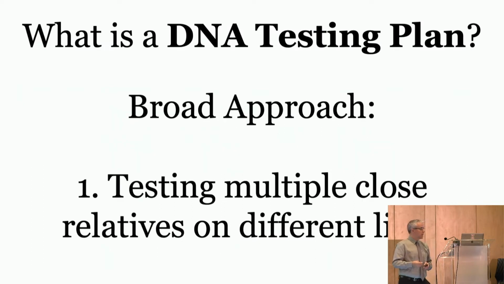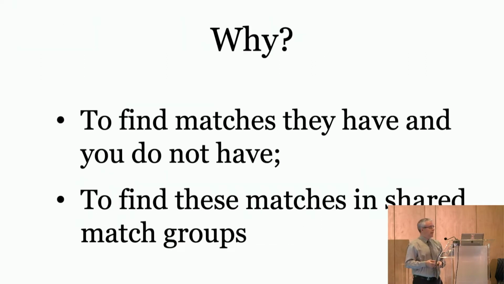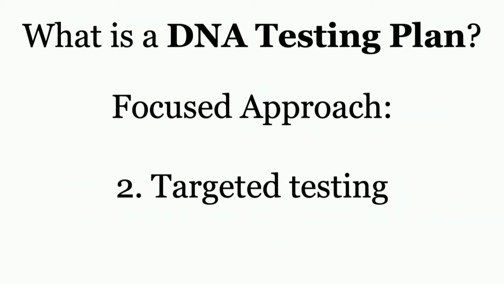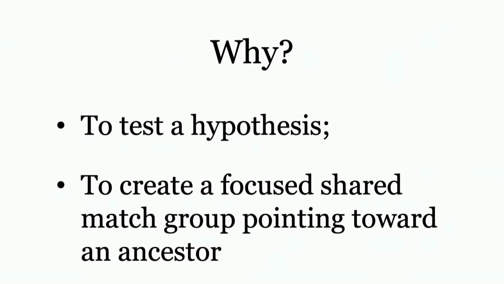The broad approach is testing multiple close relatives on different lines of your family. The reason we want to do this whenever possible is that we can find matches they have that we don't have. We'll dive into that a little more. Also, to find these matches in shared match groups. Our targeted approach, however, is typically to use targeted testing to answer a specific hypothesis or to create a focused shared match group that points towards a particular ancestral couple.